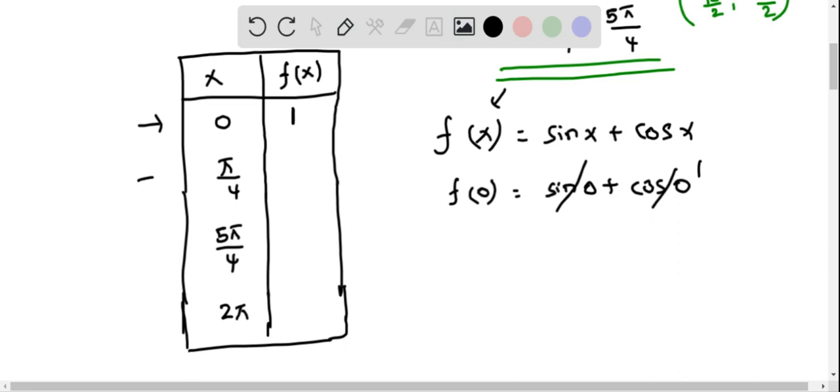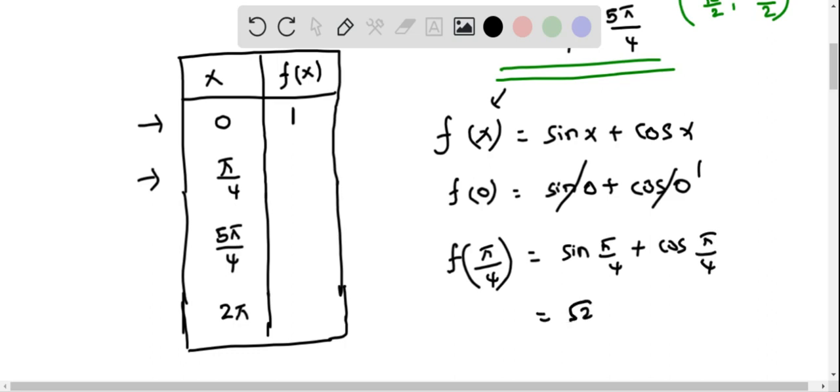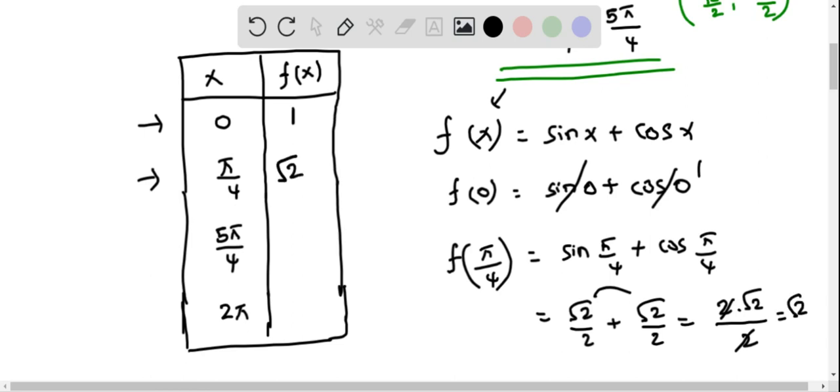Now let's plug in x equals pi by 4. That is one of the critical points. So f of pi by 4 equals sine of pi by 4 plus cos pi by 4. Sine pi by 4 is root 2 over 2, and similarly cos pi by 4 is root 2 over 2. So this is basically root 2 plus root 2, which is 2 times root 2 over 2. So we get root 2. This is a positive quantity. We put this as root 2.